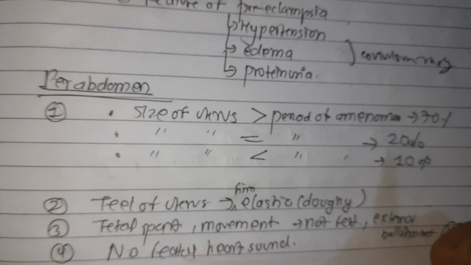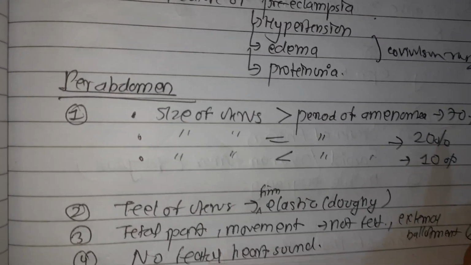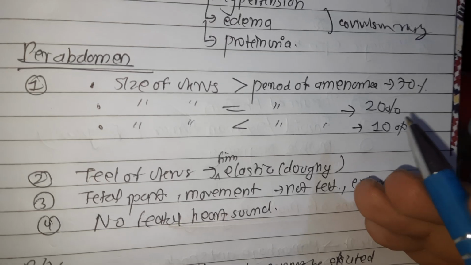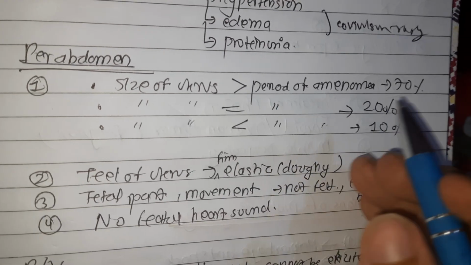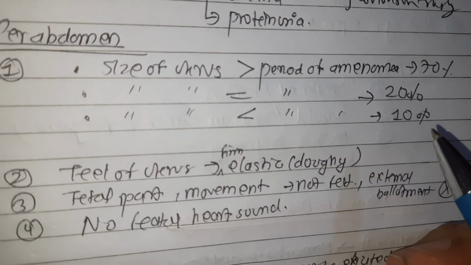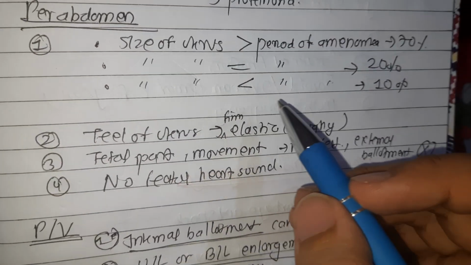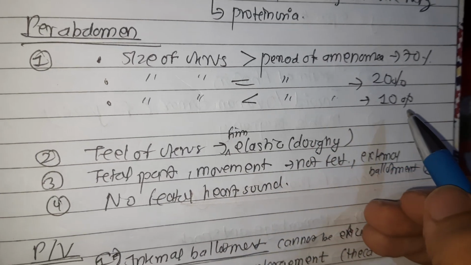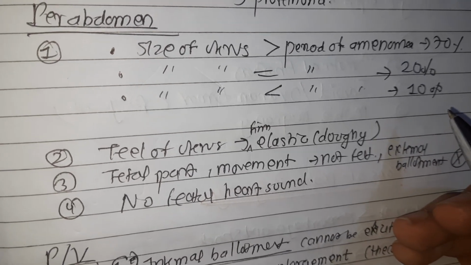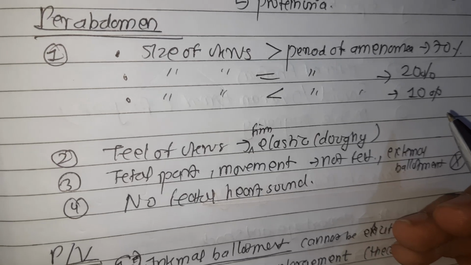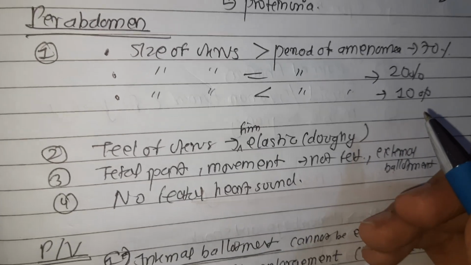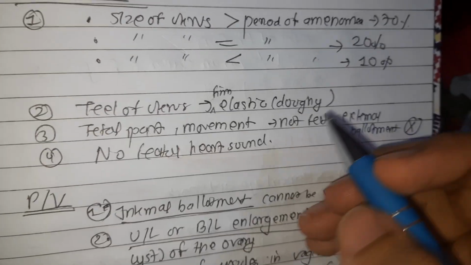On per abdominal examination, the size of the uterus is more than the period of gestation in around 70% of the cases due to distension of the uterus, and the size of the uterus is equal to the period of amenorrhea in 20% of the cases, and it is smaller than the period of amenorrhea in 10% of the cases. The frequent finding of undue enlargement of the uterus is due to exuberant growth of the vesicle and the concealed hemorrhage. Due to growth of the vesicle and the hemorrhage, there is undue enlargement of the uterus.